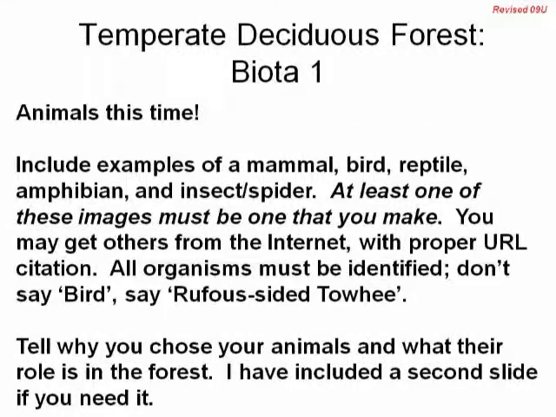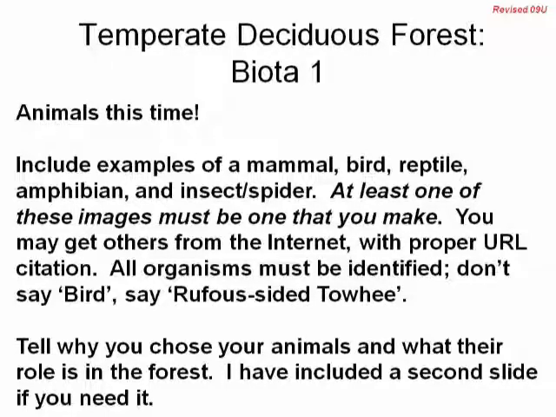The next slides are about animals in the temperate deciduous forest. You need an image of a mammal, a bird, a reptile, an amphibian, and an insect or spider. You must make at least one of these images. The rest can come from the internet, properly cited. These should all be organisms you would expect to find in forests in Tennessee.